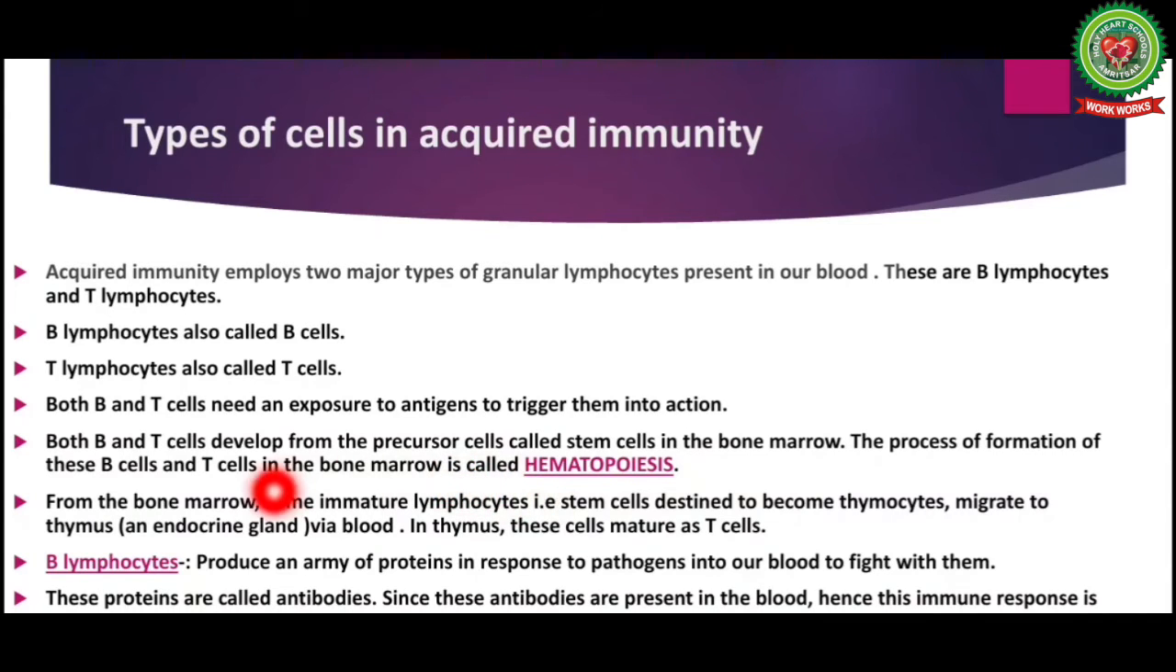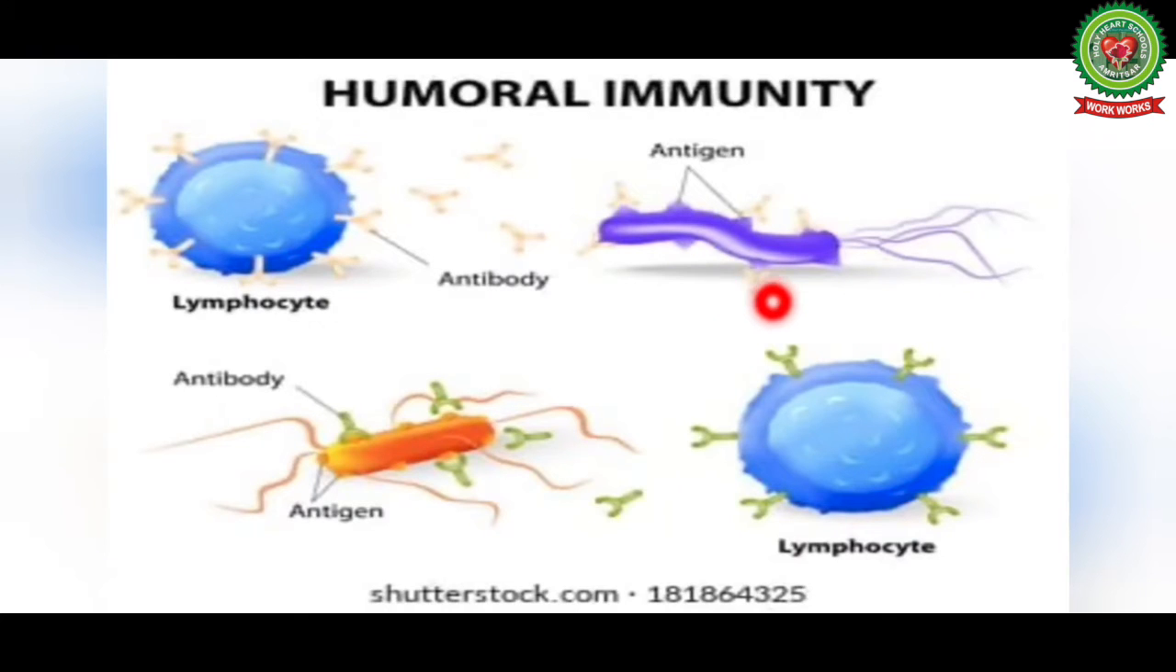Now talking about B lymphocytes in detail. They produce an army of proteins in response to pathogens into our blood. These proteins are called antibodies. Since these antibodies are present in the blood, this immune response is called humoral immune response. When an antigen attacks the body, the lymphocytes are produced. These lymphocytes produce specific antibodies that bind to a particular antigen and render it inactive.